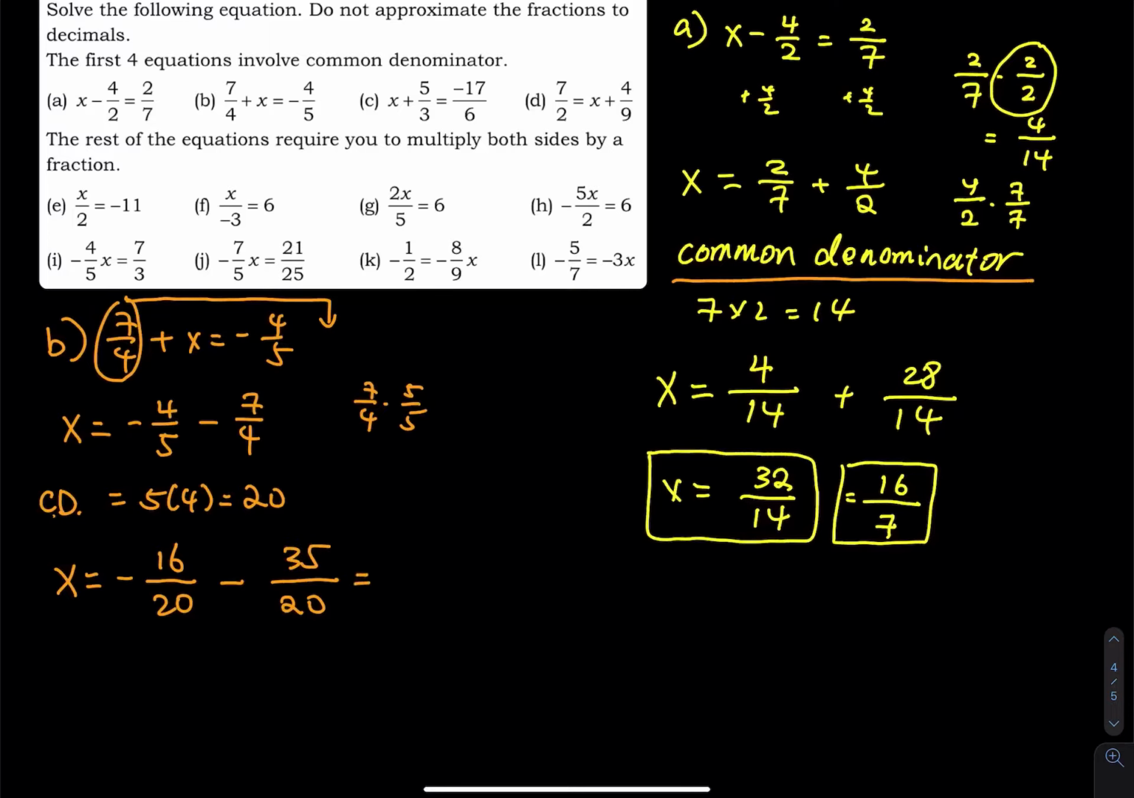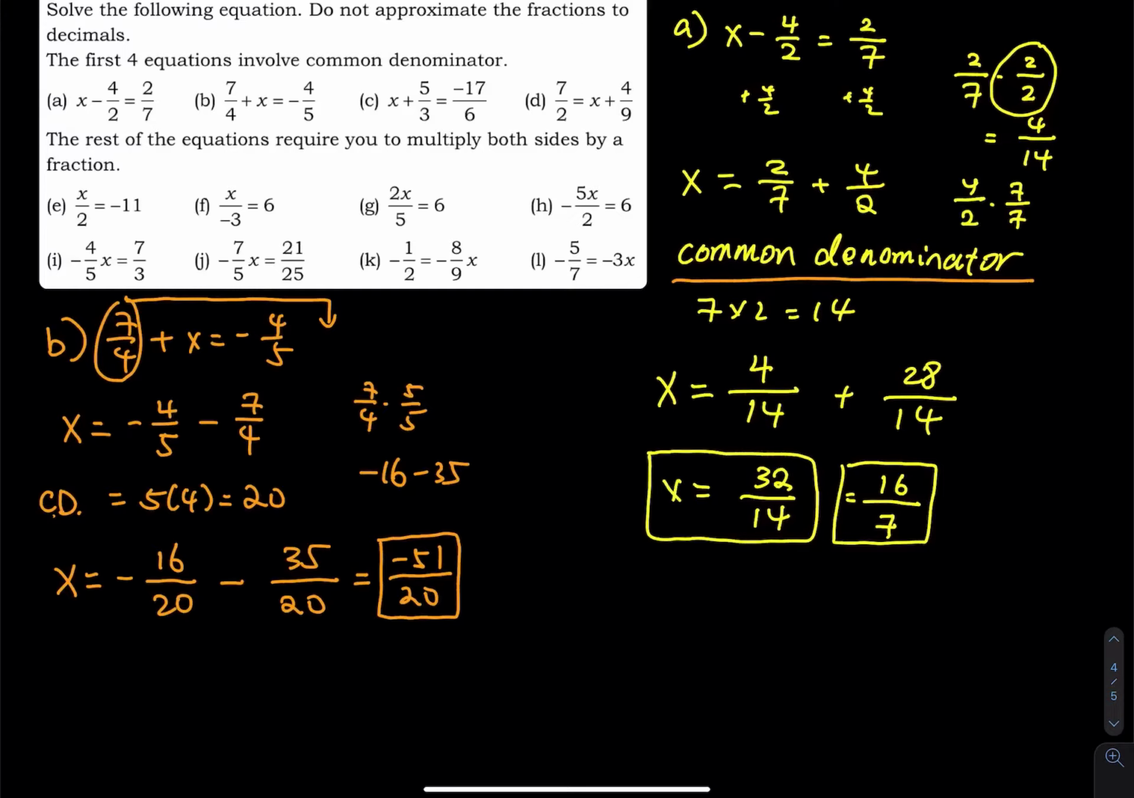So we have negative 16 minus 35. What is that equal to? Negative 16 minus 35 equals negative 51. So negative 51 divided by 20. That is your final answer.